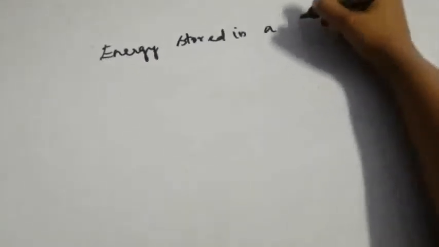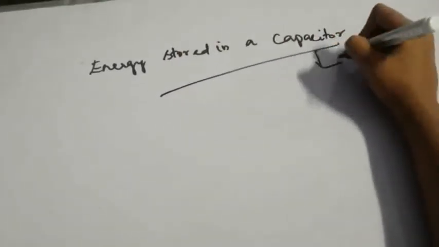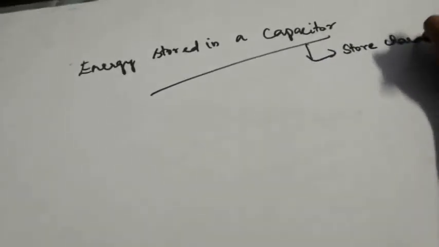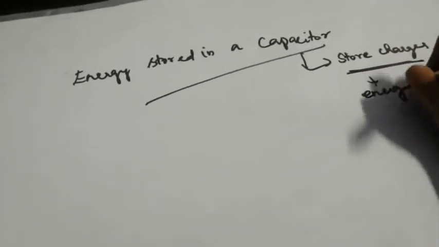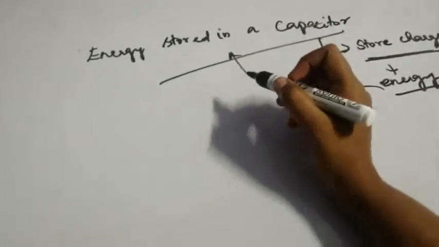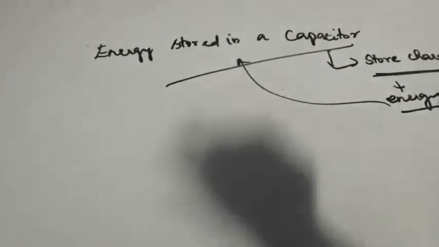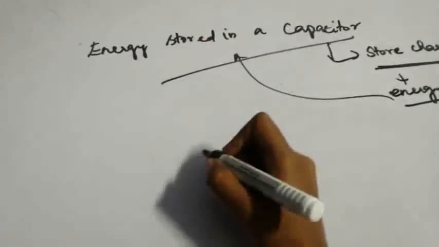So the next topic we are going to discuss here is the energy stored in a capacitor. As we have discussed, the capacitor is a device used to store charges. This not only stores the charges but also stores some energy. So how much energy can be stored in a capacitor is the topic here. What is this energy and what kind of energy is stored in the capacitor?